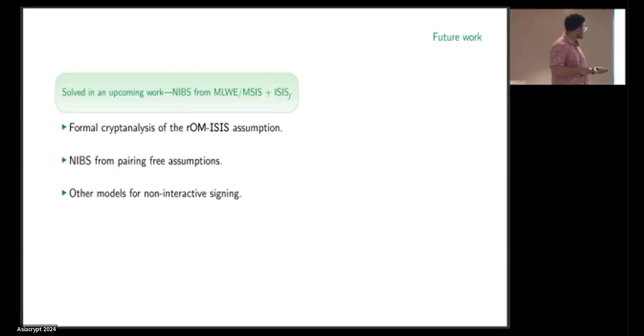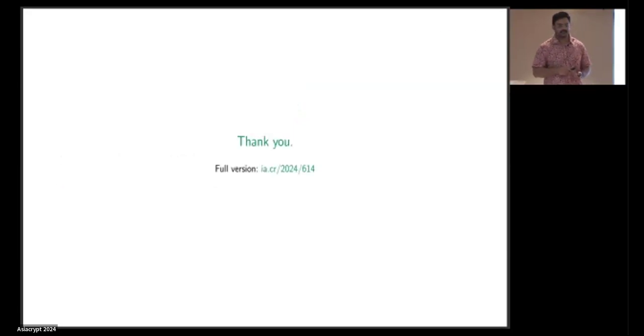I do want to remark before I finish that we do have an upcoming work where we solve the first problem of somewhat efficient post-quantum schemes for some lattice assumptions using a combination of standard and non-standard. And thank you for your attention.